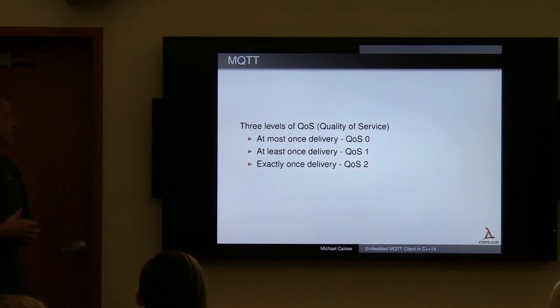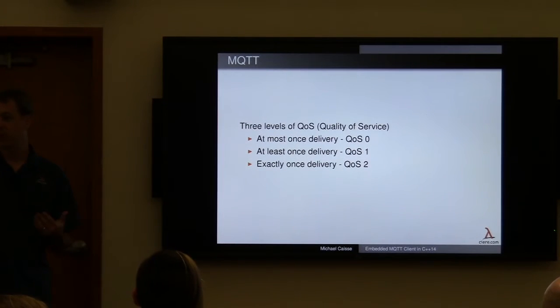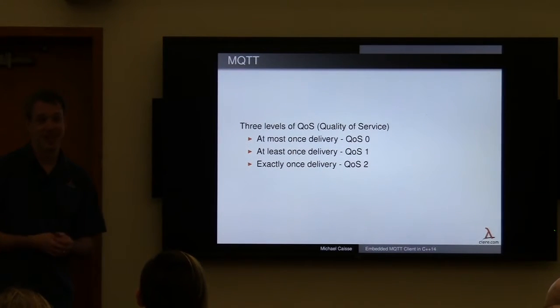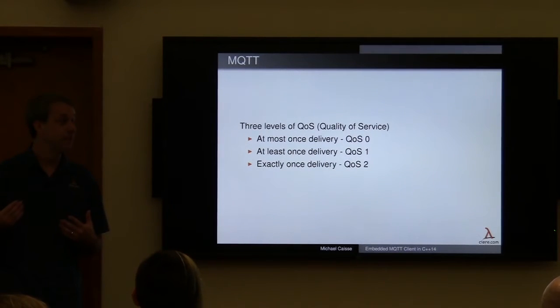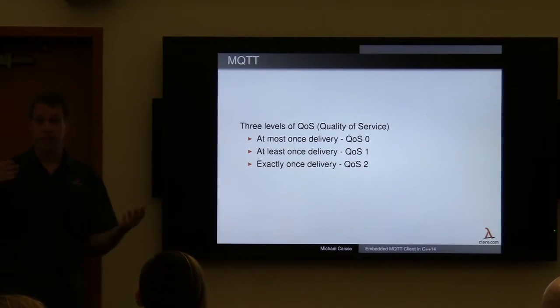QoS level 1 is at least once delivery. So there's some acknowledgement in this process that you're going to get a message. So you get a message, and if you don't acknowledge it, it's going to send you another message. And if you don't acknowledge it, it's going to send you another message after some period of time. So there might be several messages in flight. So you're going to receive at least one of those.